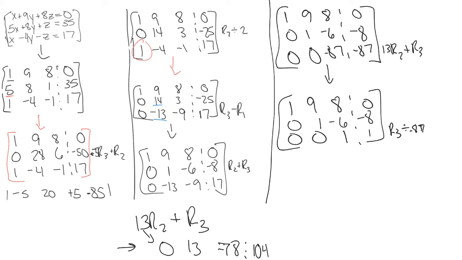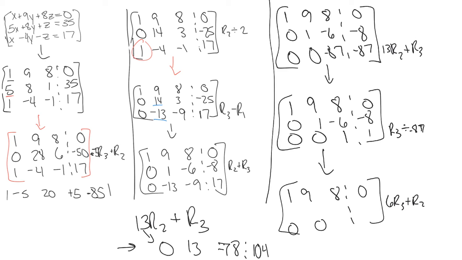Hey, that means we have the first thing done, and this is in row echelon form. Now we need to work back and do reduced row. So next up, we need to work up with our row 2. We need to take 6 row 3 plus row 2. That's going to make that -6 go away. So 1, 9, 8, 0, 0, 0, 1, 1.